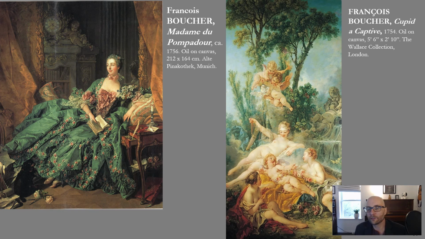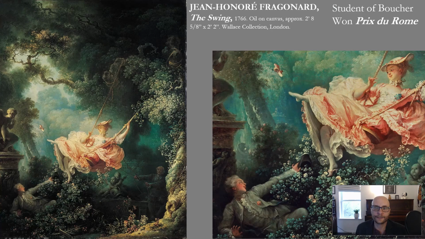But a lot of images of love, a lot of images of a life of leisure are very common to these fête galante kinds of paintings. But to me, if you want to nail down the Rococo to one painting and say, all right, what represents the Rococo? To me, it's The Swing by Jean-Henri Fragonard. Fragonard is a student of Boucher, and he won the Prix du Rhum.